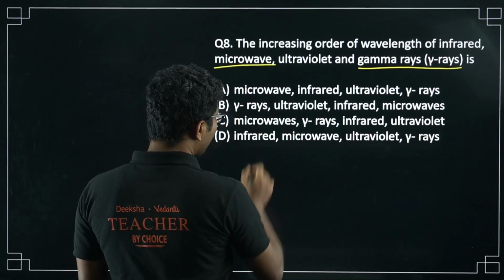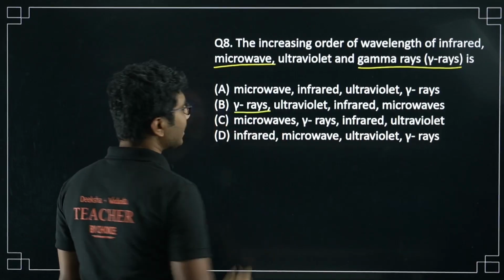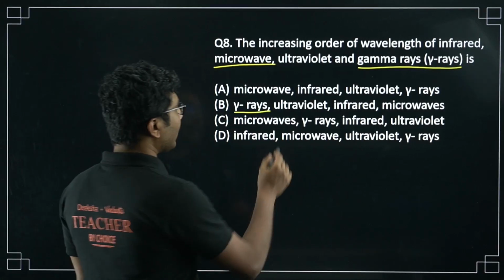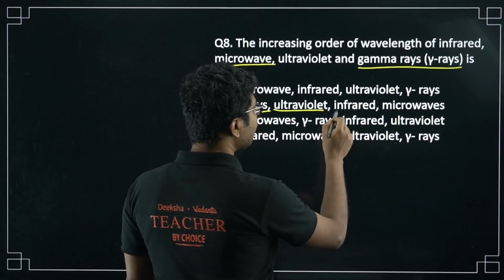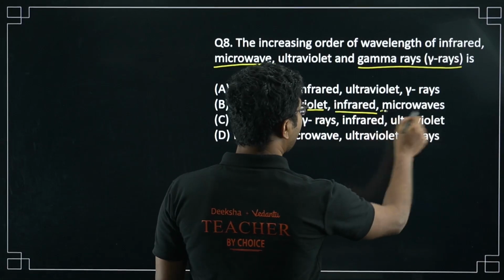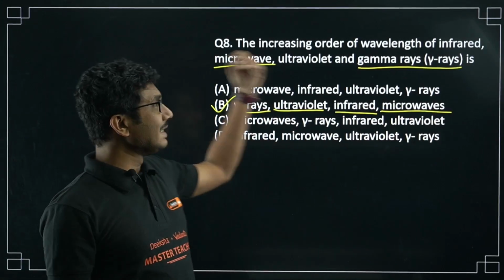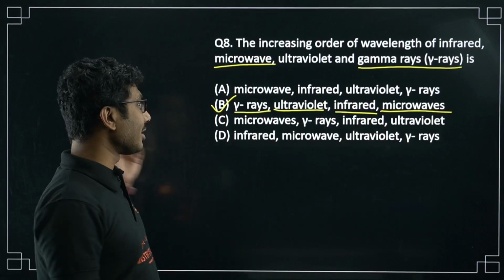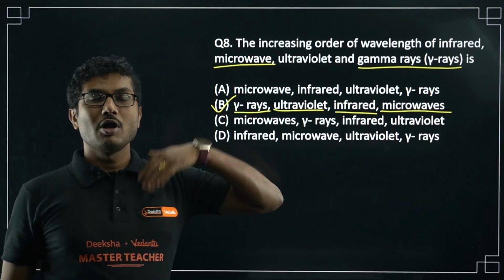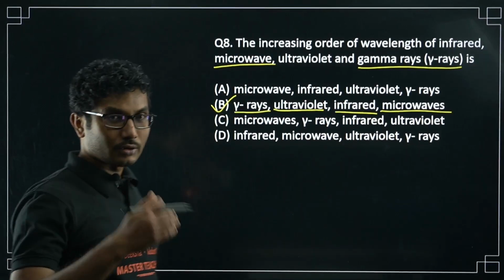Out of all the options, only this one starts with gamma rays. After gamma ray, ultraviolet comes, next is infrared, then we have microwave. So this is the correct answer. Be careful, it is said increasing order of wavelength. Increasing order means starting from small and going towards the highest. So slowly it will increase.